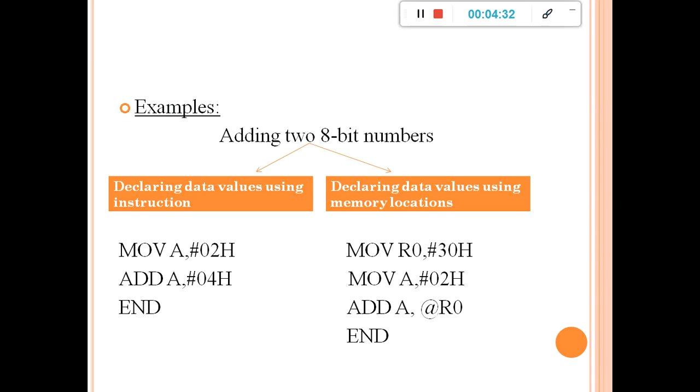When you go for fetching the data from a memory location, of course the instructions will increase. If you compare these two programs, here it is only 2 instructions and here it is 3. Of course when you are fetching the data from any location, the instruction count will increase. So the first instruction is MOV R0, #30. Here I am initializing the pointer.